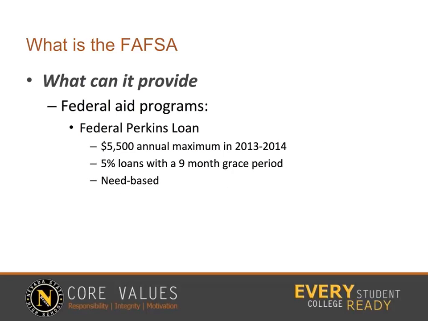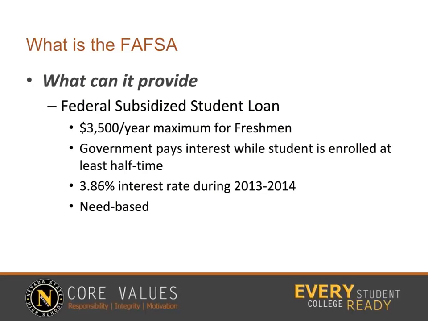The Perkins Loan is a low-interest loan that provides borrowers with 9 months before repayment begins after they graduate, leave school, or drop below half-time status. Click to the next slide when you are ready. Subsidized federal loans are low-interest loans offered by the government. They are awarded based on financial need, and the interest is subsidized by the government while the student is enrolled at least half-time. Click to the next slide when you are ready.